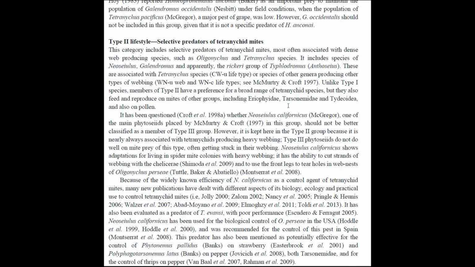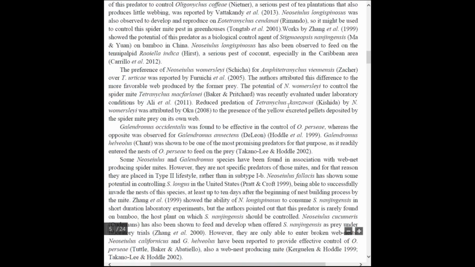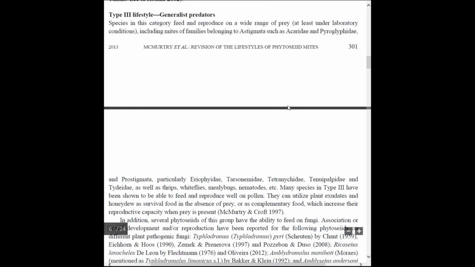Moving on from here, we have type 3 lifestyle, which are generalist predators. The introduction says species in this category feed and reproduce on a wide range of prey. And they say at least under laboratory conditions, which is pretty true.